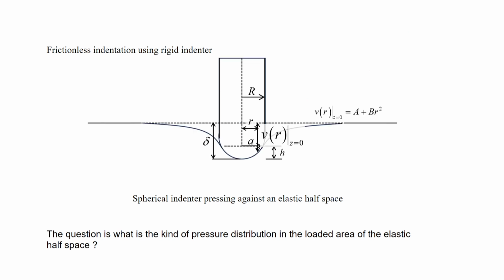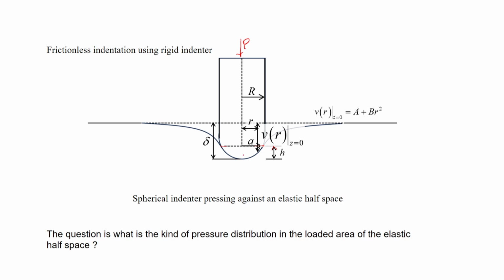Now we apply some finite load, let us say P. Because of that, the indenter presses against the elastic half space. There is deformation, and the elastic half space comes in contact with the indenter within this region. The diameter of this region is 2a, the radius is a, and the location where the contact line separates is at a distance h. So, it is a spherical-headed indenter that presses against it.